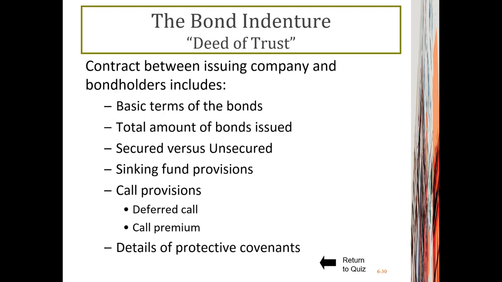Now let's take a look at the feature of a bond. And a bond can be viewed as the deed of trust. And the provision describing the bond is called a bond indenture. And essentially speaking, the bond is a contract between issuing company and the bondholders. And in a typical bond contract, you will see the following provisions. The first one is the basic terms of the bond, which include the coupon rate, the principal payment, and the maturity date. And also in a bond contract, you will see total amount of bond that is issued.